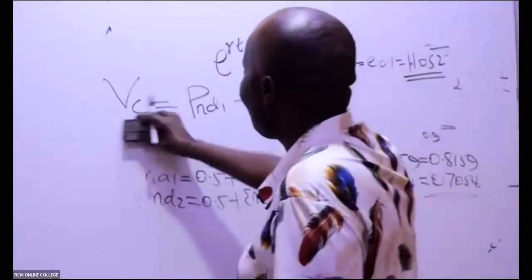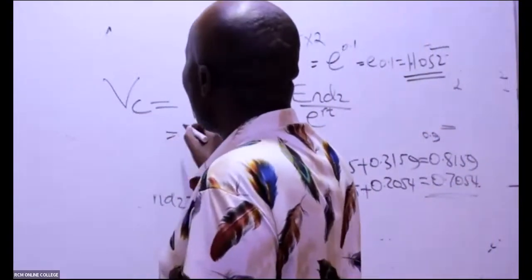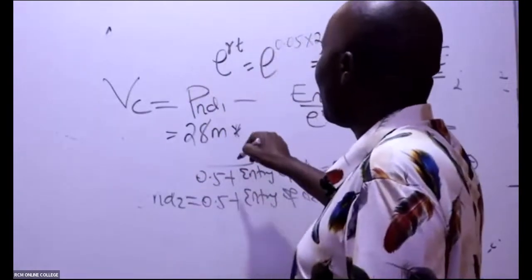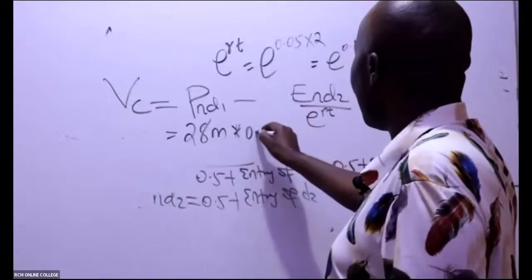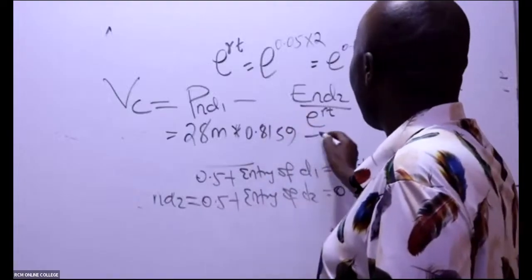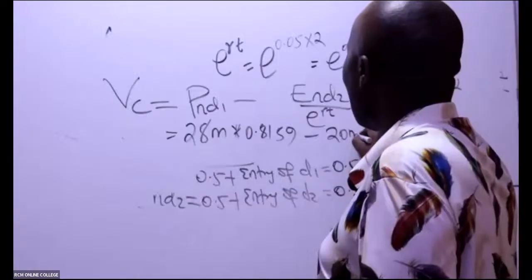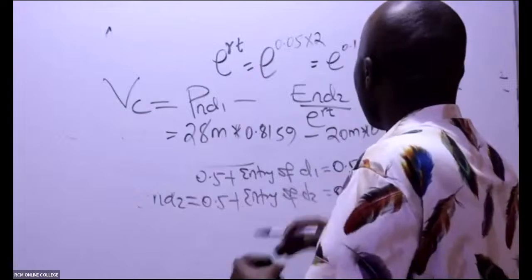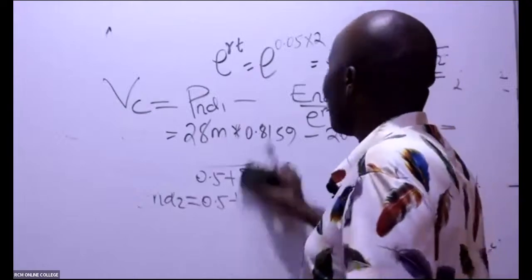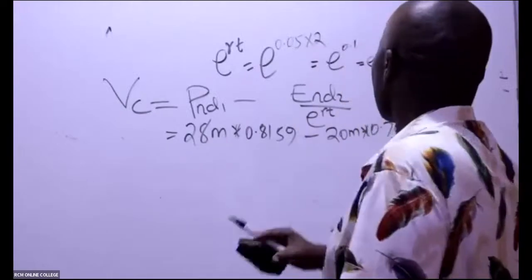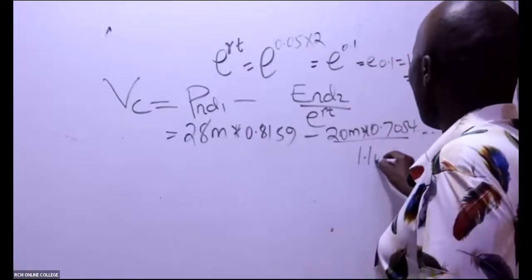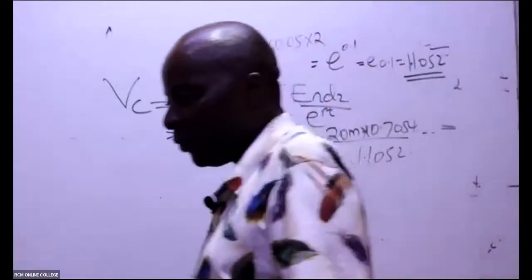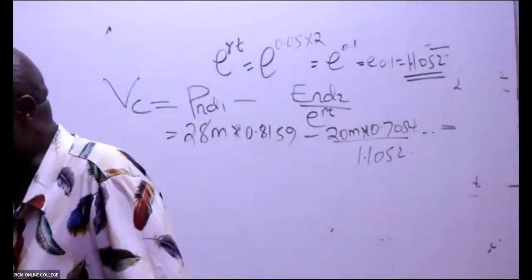Now we have everything. Are you able to remember our P, the present value? Was it 28 million? Times N(d1), which is here, 0.8159. Minus the exercise price, which was 20 million, times N(d2), 0.7054. But now remember, this exercise price is being discounted using this. So you divide this by 1.1052 like that. Then at the end of the day, ladies and gentlemen, what figure? Somebody should be able to assist Ching.